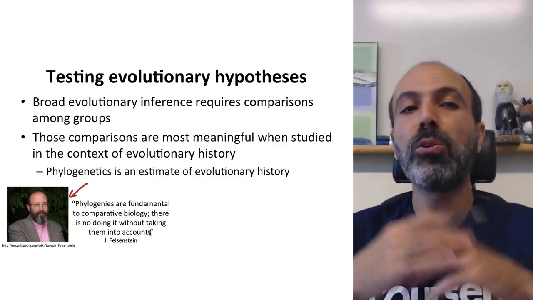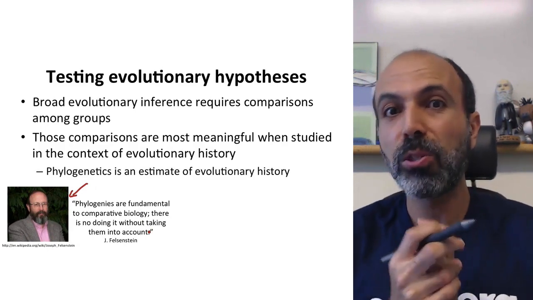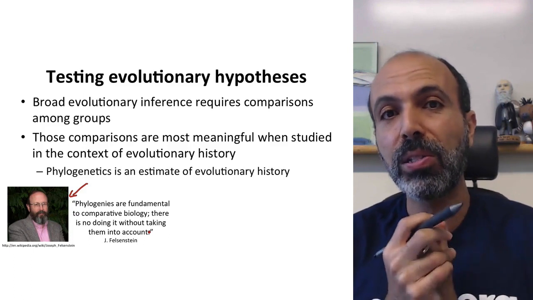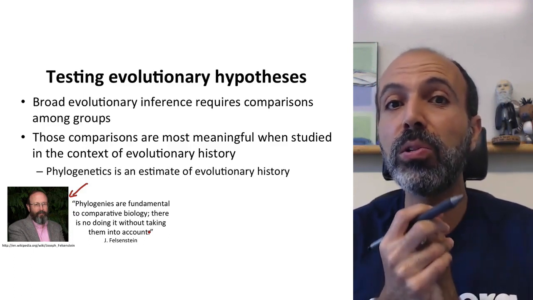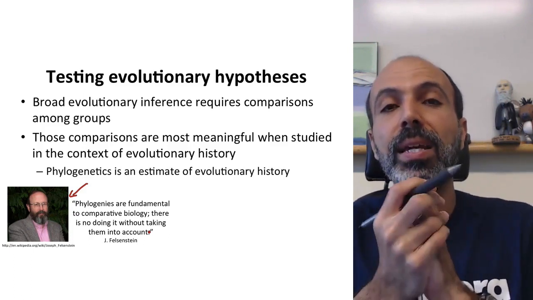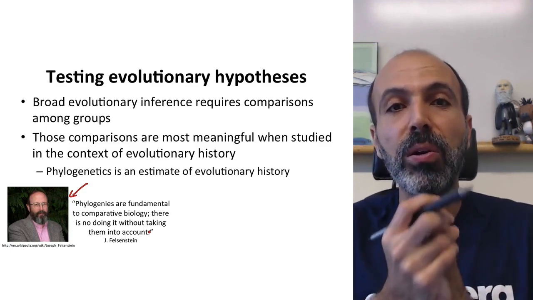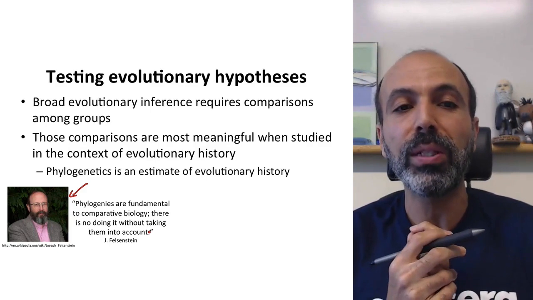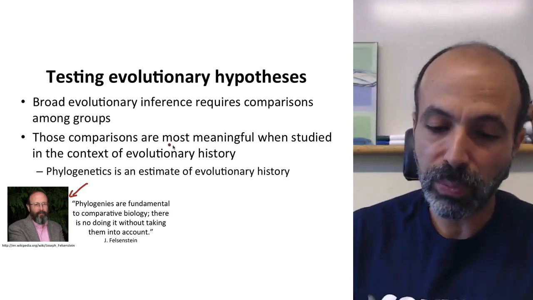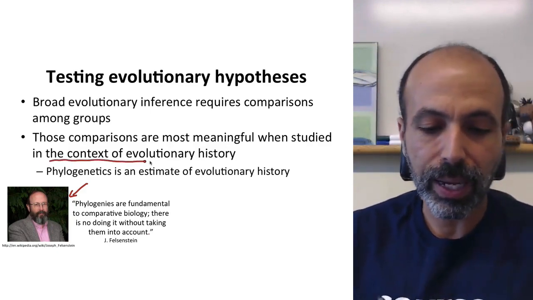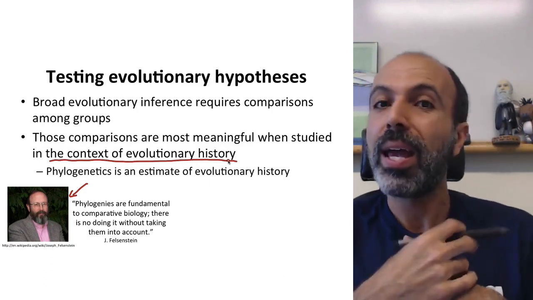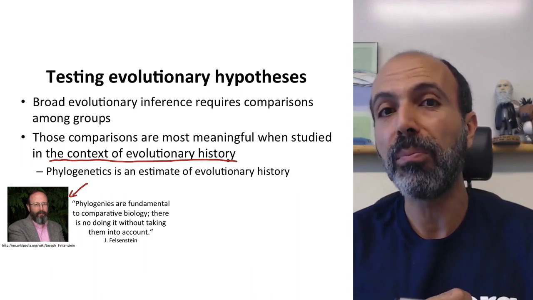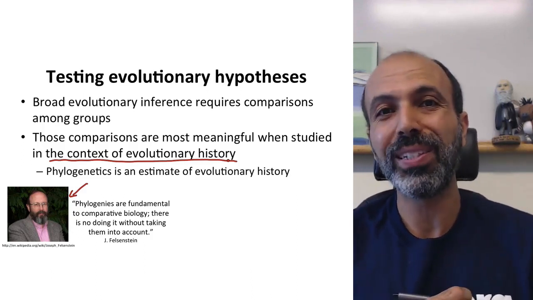Now again, when we're trying to make broad evolutionary inference, like those 3 rules from the beginning of the video that I presented to you, we need comparisons among groups. But in order to assess our confidence in these comparisons, we need to know evolutionary history. We need to know how many independent comparisons we're looking at. So comparisons are most meaningful when studied in the context of their evolutionary history, and that's where the field of phylogenetics comes into play. It is very, very important for evolutionary studies.